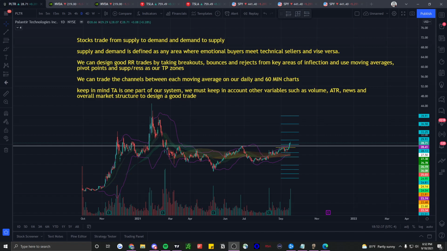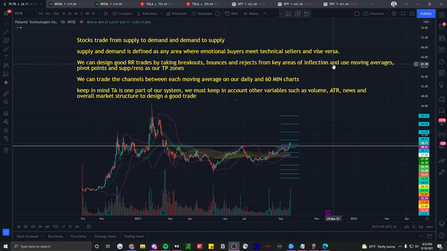Let's get right into it. Stocks trade from supply and demand. Supply and demand is defined as any area where emotional buyers meet technical sellers and vice versa, right? We can design a good risk reward trade by taking breakouts, bounces, and rejects from key areas of inflection. Some people refer to this as a pivot.